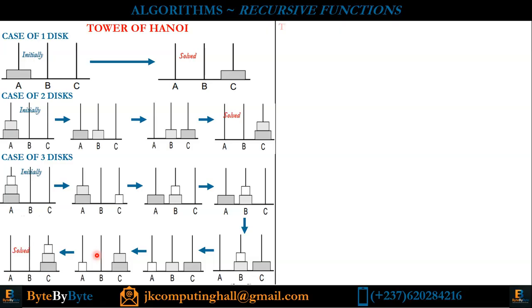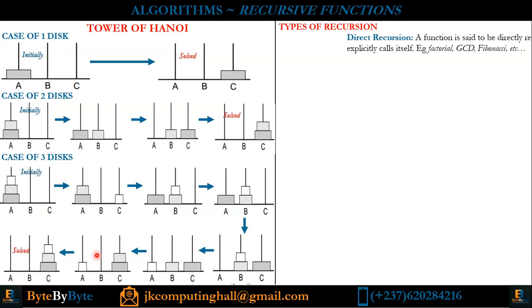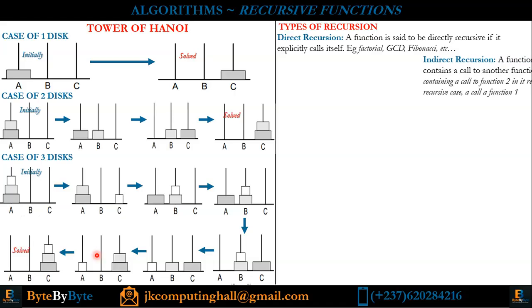Okay, let us look at the different types of recursion. Direct recursion. A function is said to be directly recursive if it explicitly calls itself. E.g., we have the factorial, the GCD, and the Fibonacci, because each of them calls itself. We saw it in their definitions.